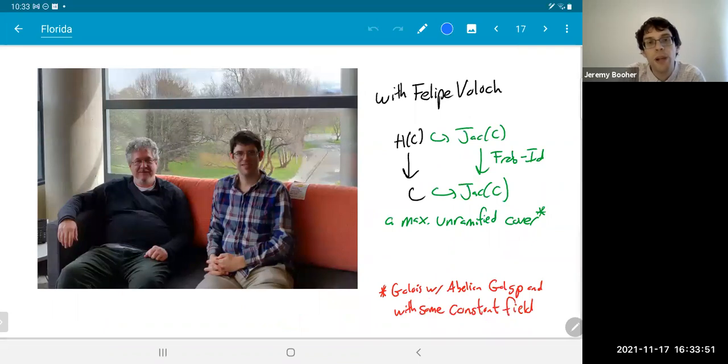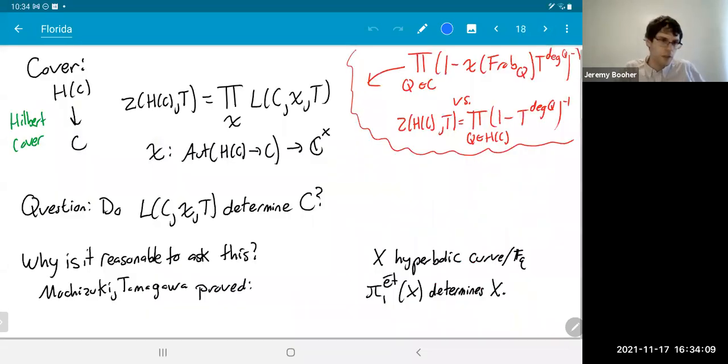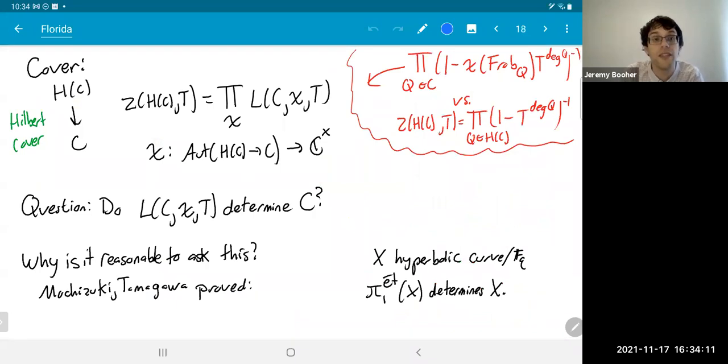I'll talk about the Hilbert cover first. This is joint work with Philippe Volek. And the idea is the Hilbert cover is quite big. So we're going to be optimistic and say maybe the zeta function of the Hilbert cover is going to give us enough additional information to hear the shape of a curve. So the first thing you have to do then is compute the zeta function.